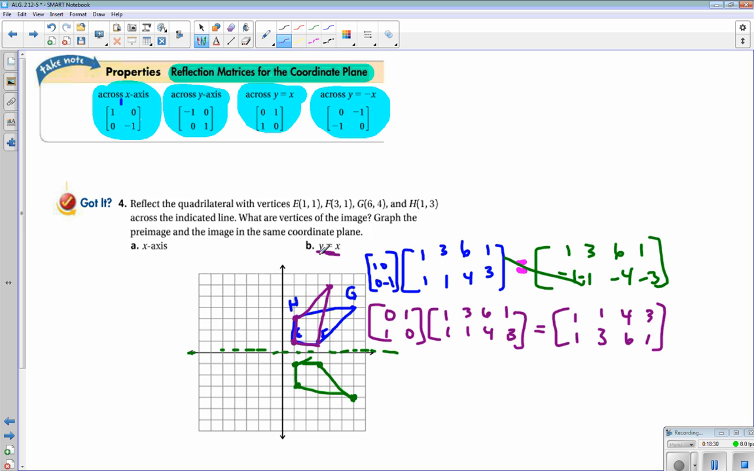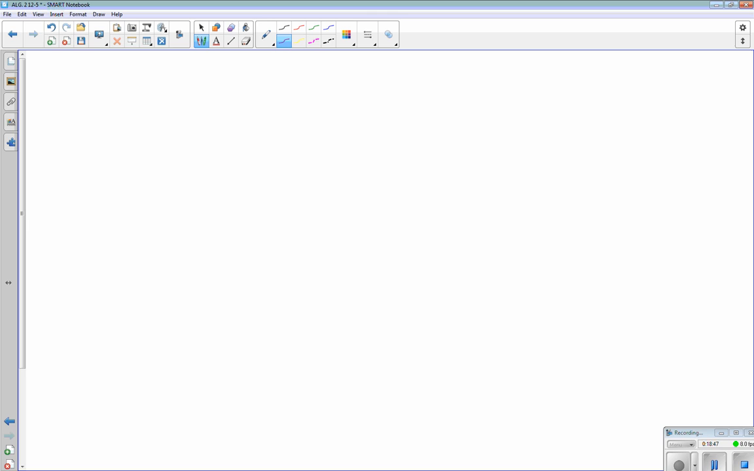So if I look, where is the line y equals x? So it reflects it across that one. So good times. All right, and that's it.